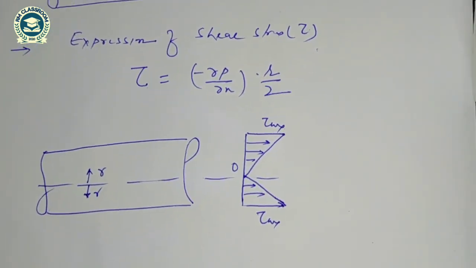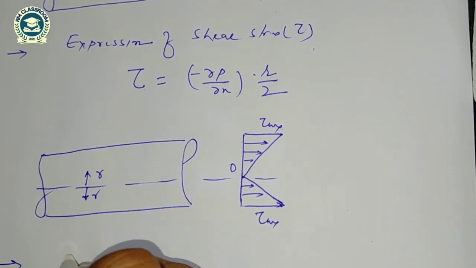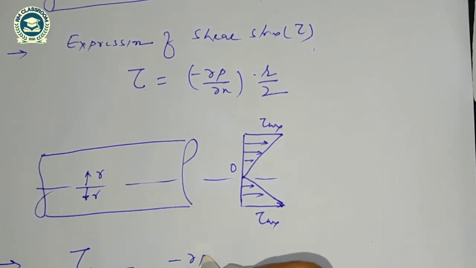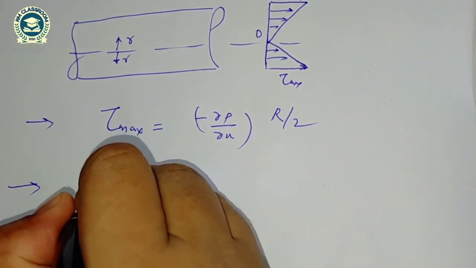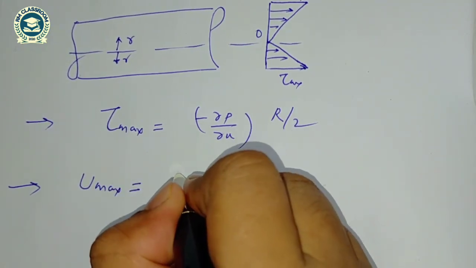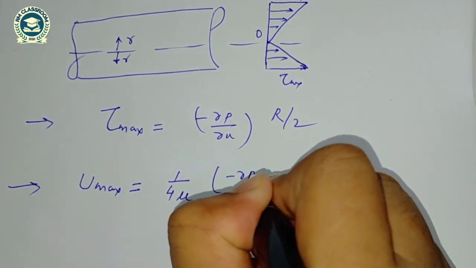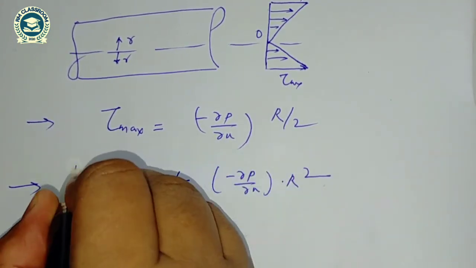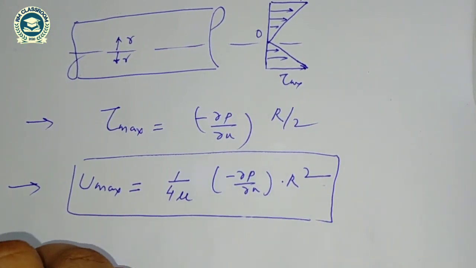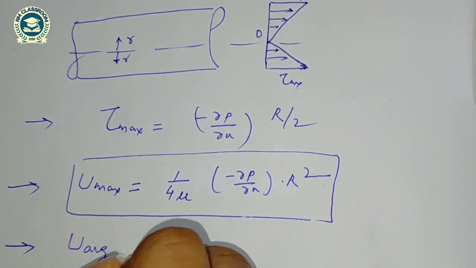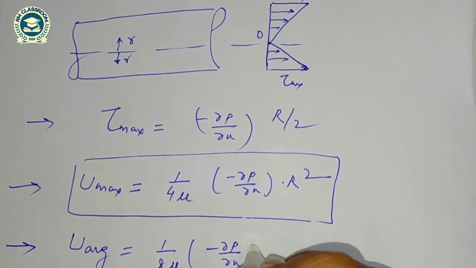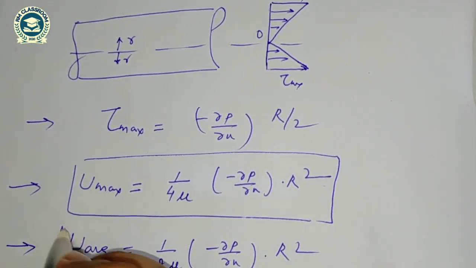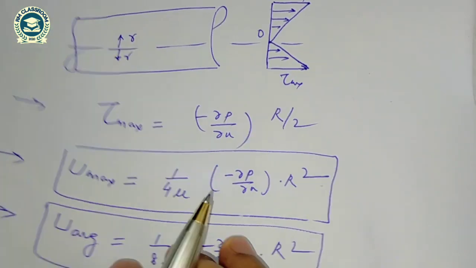Shear stress distribution, and the maximum shear stress is equal to minus del P by del X into capital R by 2. Similarly, we have derived the maximum velocity is equal to 1 by 4 mu minus del P by del X into R square. So this formula we have to remember, and average velocity is half of maximum velocity, so 1 by 8 mu minus del P by del X into R square. So this is the expression of maximum velocity.